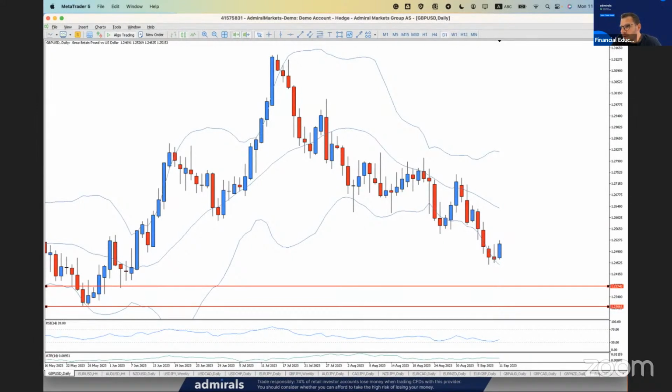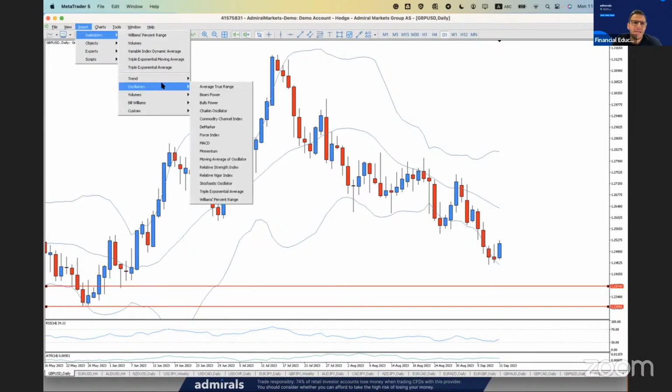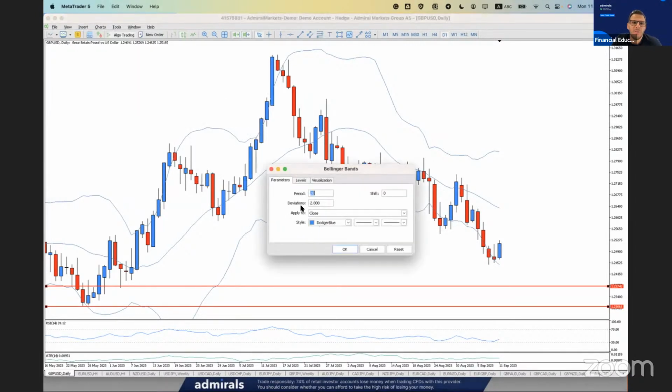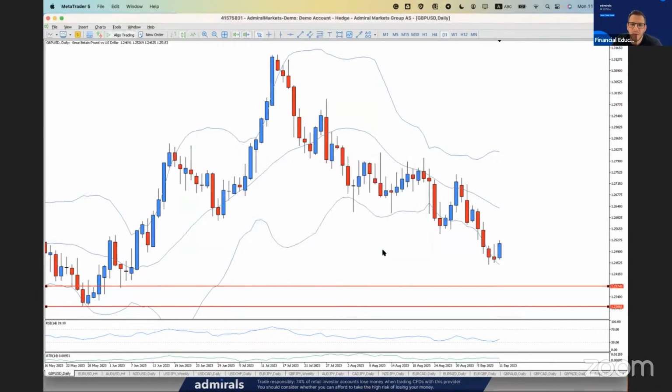Faisal said, thank you for this. Just a quick question: what settings is the band on? Very good question from Faisal. It's the default settings. Insert, indicator, trend, Bollinger Band, whatever is here. Period is 20, and the deviation is 2.0. I just changed the color to Dodger Blue, and I just pressed OK. So these are the settings.